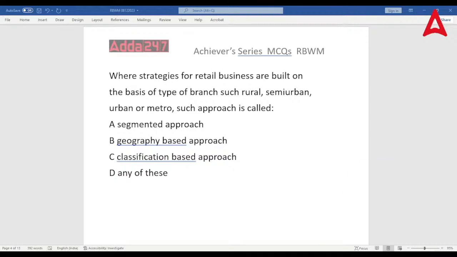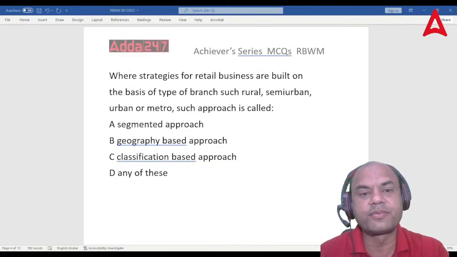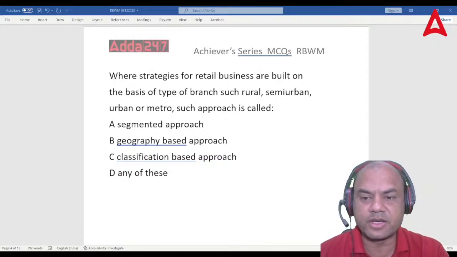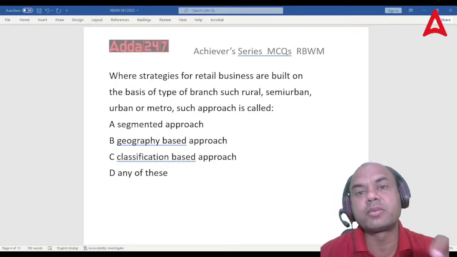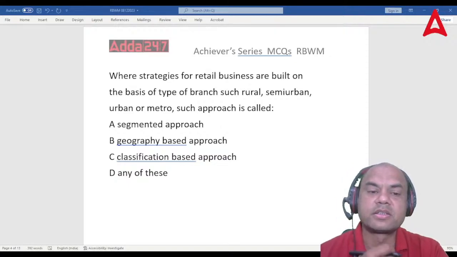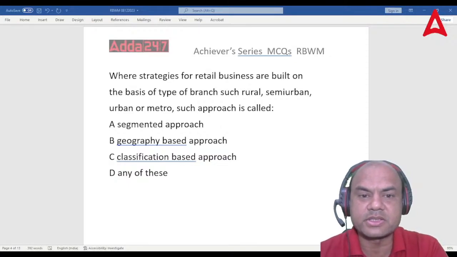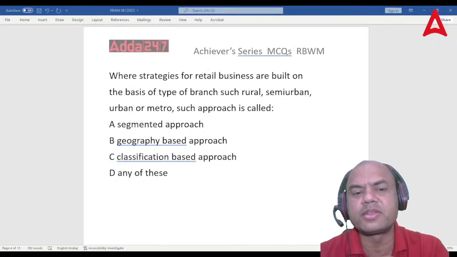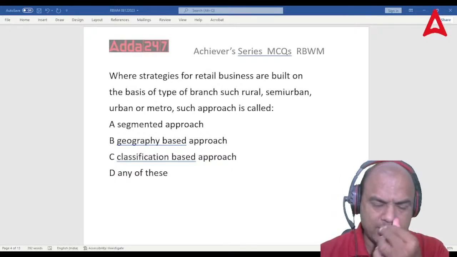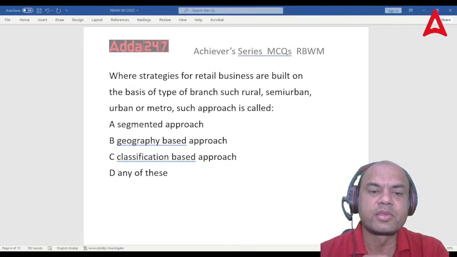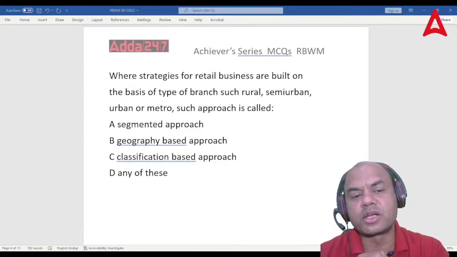The answer for this is built on the basis of rural, semi-urban. You have these branches in your banks also, right? You have a semi-urban branch, you have an urban branch. We all have these branches, mainly in nationalized banks, we have this concept of semi-urban, urban. So this approach is called as what?